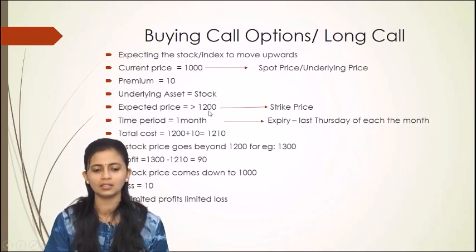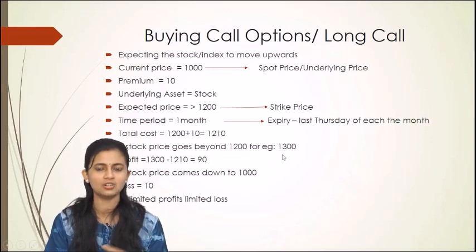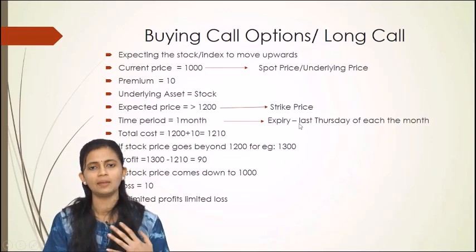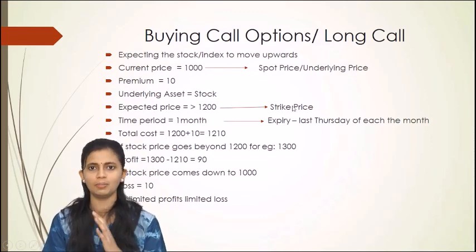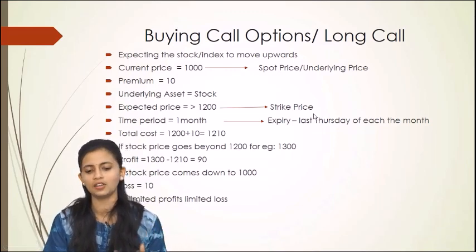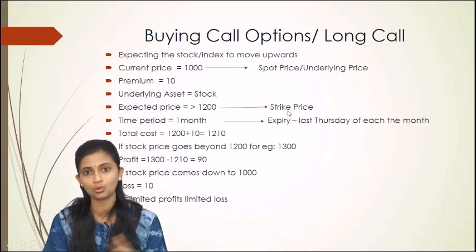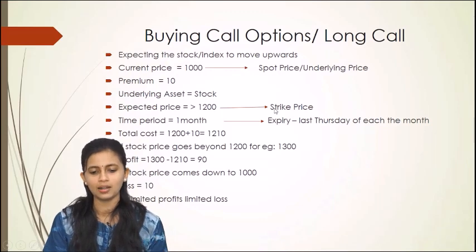I am expecting that the value of the stock will go above 1200. So this 1200, which is my expectation, is my strike price. Okay, I predict that the price of the stock will go beyond 1200, so 1200 will be my strike price. Now when you see the option chart or option chain, you will get different strike prices. That is nothing but the price which you expect can be met. So in this example, 1200 is my strike price, 1000 is the current price or the spot price at which the stock is traded, the premium is 10. Now the time period is 1 month.